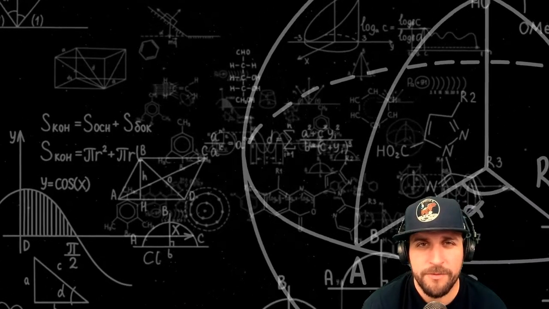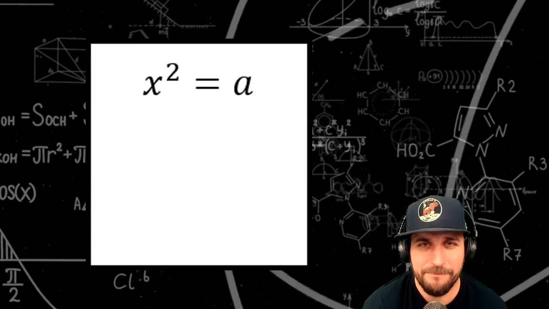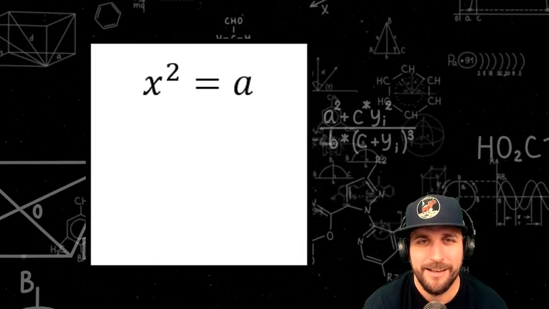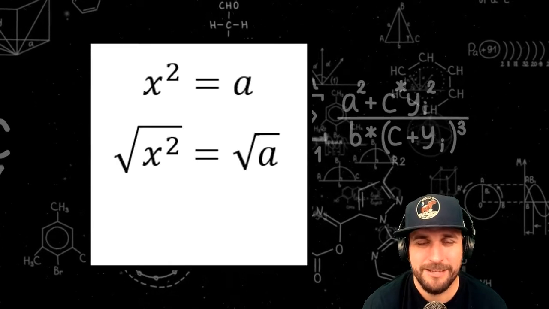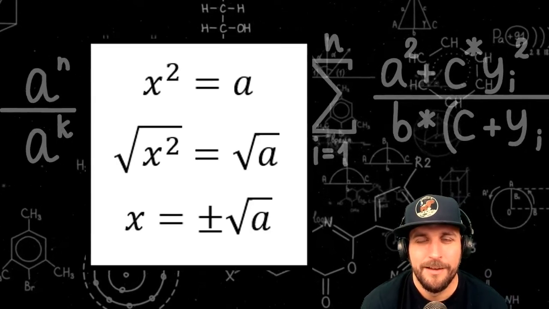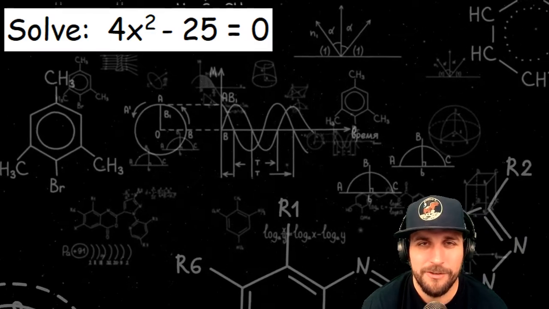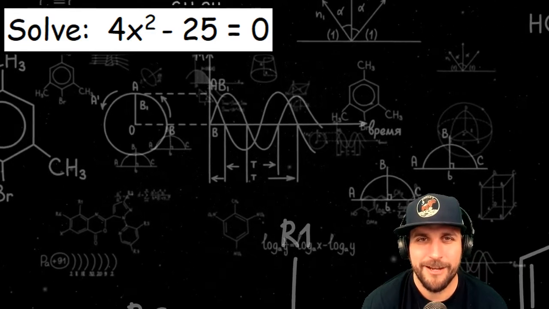On all those problems, they were already written in the form we like. X squared equals a number, x squared equals a, and then all you do is take the square root of both sides and get your answers. On this next problem, 4x squared minus 25 equals 0, it's not written in the form we like.